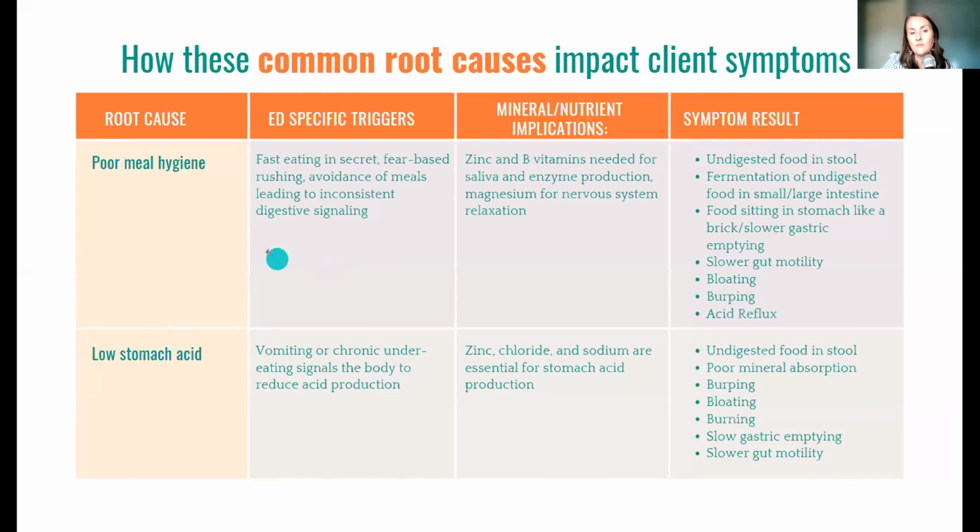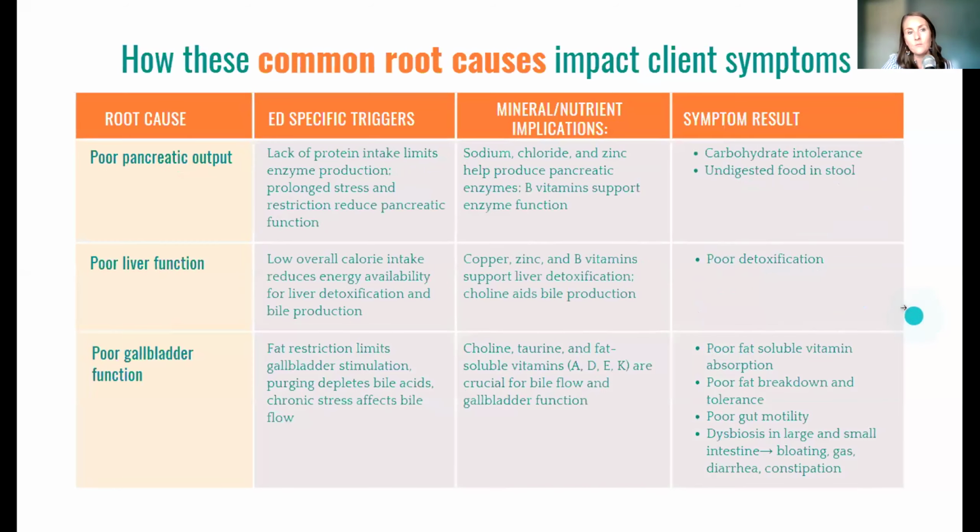With low stomach acid, I've talked quite a bit about this, but some of the signs that you might see are undigested food in the stool, poor mineral absorption. Maybe this is a client that has chronically low iron. Maybe they have chronically low B12. Maybe they have just chronically low minerals in general. Burping, bloating, burning. The 3 Bs, burping, bloating, burning, they have all of those. It's a pretty good sign that they're not breaking down their food very well, and you want to look there.